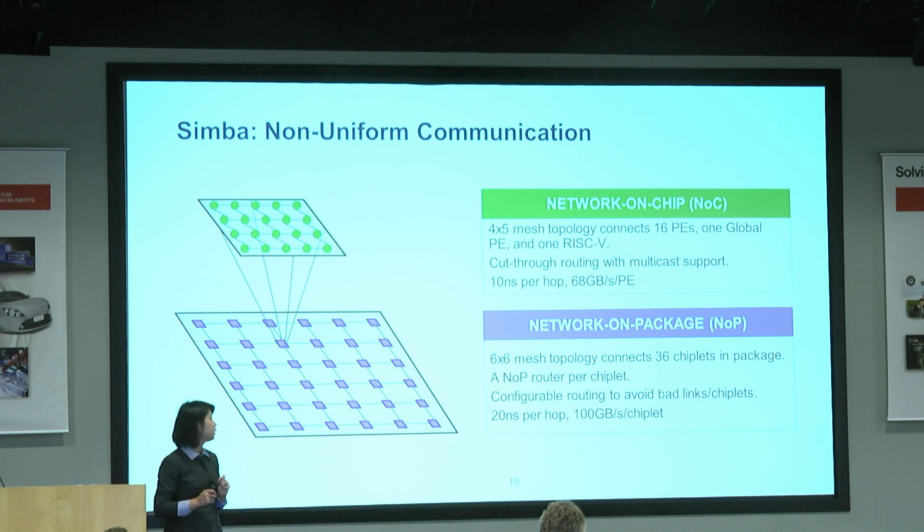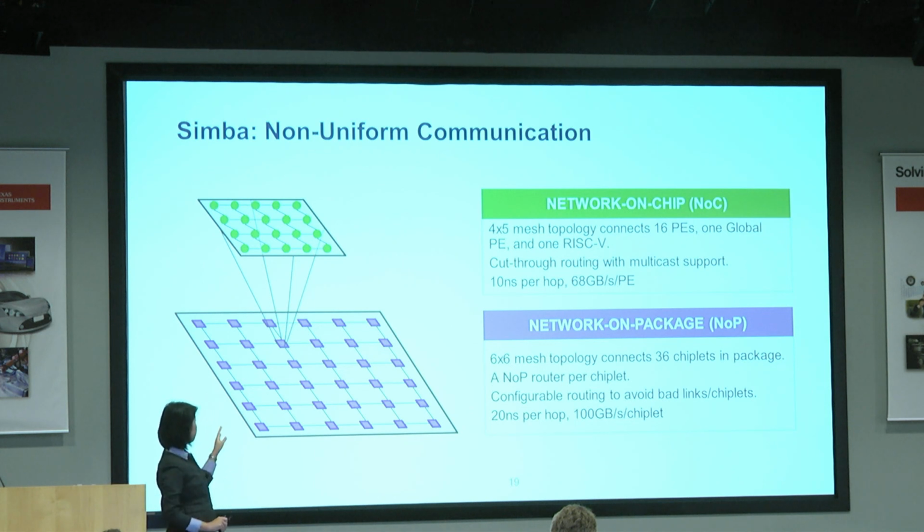So if you look at our network on chip design, we have a 4x5 mesh topology to connect 16 PEs, 1 global PE and 1 RISC-V processor together. We also use cut-through routing with multicast support to support a large amount of communication that exists in the deep learning application. On the network on package front, we also use a 6x6 mesh topology for simplicity and also manufacturability. That is used to connect 36 chiplets together in our package. And in each of our chiplets, we have a NOP router, or network on package router, that is used to connect both our network on chip and network on package together.